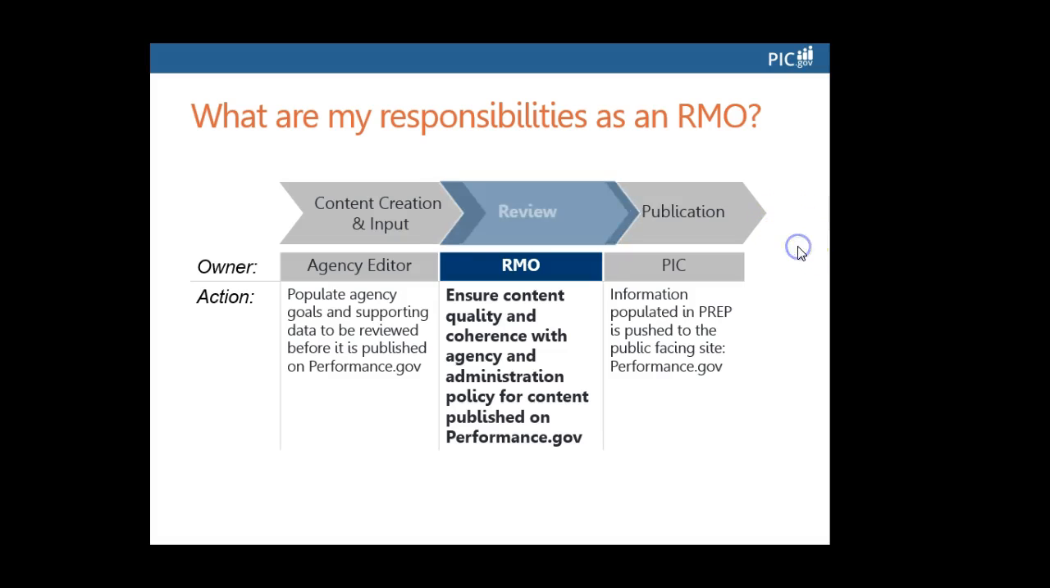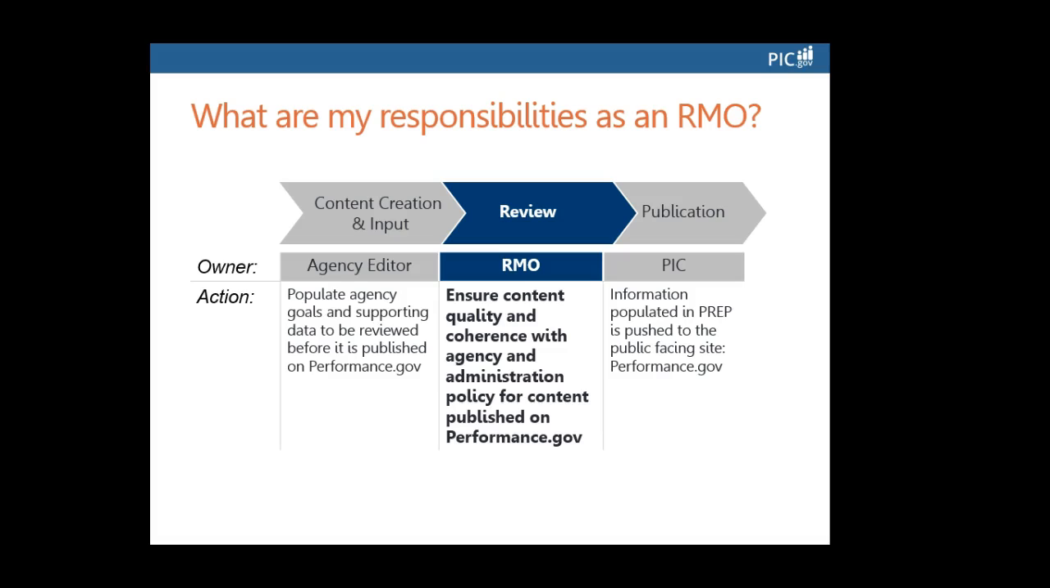As an RMO, it is your responsibility to review and clear agency performance data and information before it is published on the Performance.gov website. OMB review is critical to the quality and accuracy of agency information and its alignment with administrative policy before it becomes available for public consumption.